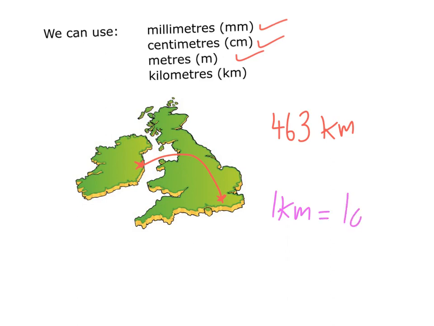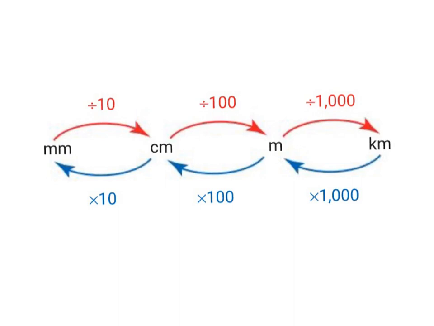But just to bring it back into all of the other units that we used, so 1 kilometre has 1,000 centimetres. So something to help you, if you are going from millimetres to centimetres, you're dividing by 10. From centimetres to metres, you're dividing by 100. From metres to kilometres, you're dividing by 1,000. And if you're going backwards, you're doing the opposite division, so you are multiplying.